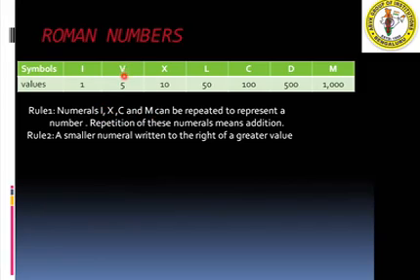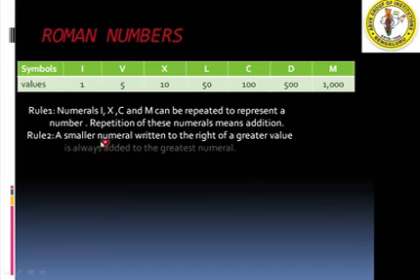Why will it not happen in the case of V and L? Suppose you want to write 10. We have a symbol X, which denotes 10. If you write VV two times, that is an invalid number, so it is wrong. In the same way in the case of L also: if you write L two times, 50 plus 50, 100 will come, but that is wrong. We have a symbol to write 100, C. So when you want to write the number 100, we use C.